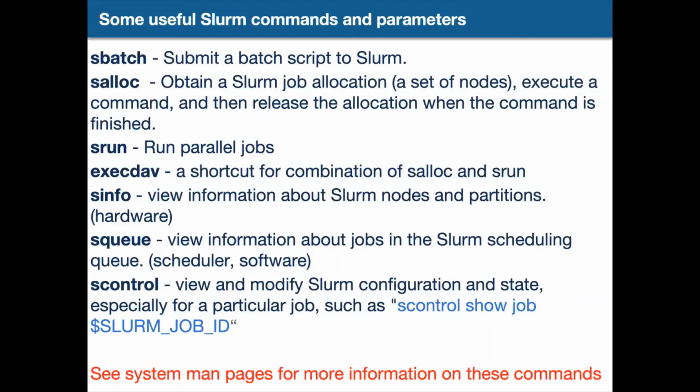The next one is sinfo. It will view the information about Slurm nodes and partitions. You can think of it as giving you the hardware information. And the next one is squeue. It will view the information about jobs in the Slurm scheduling queue. It's like telling you about the scheduler information, the software part of the information. And then you have the scontrol command. It will view and modify the Slurm configuration and the job state, especially for a particular job. For example, you can say scontrol show job ID.